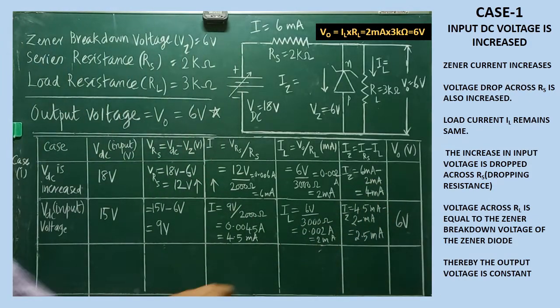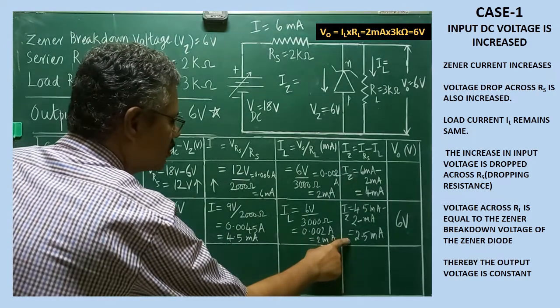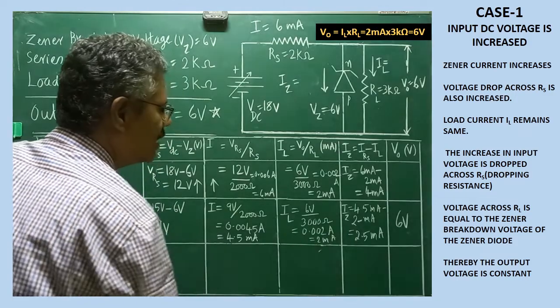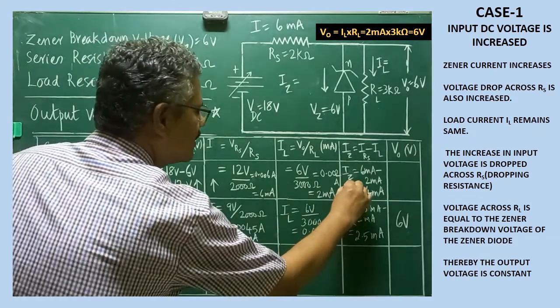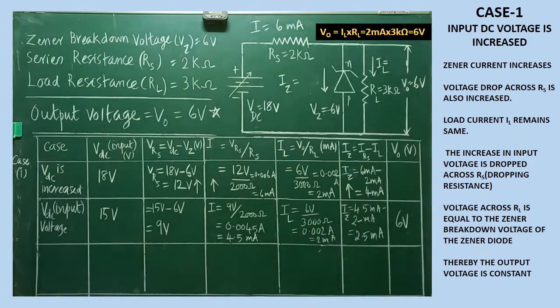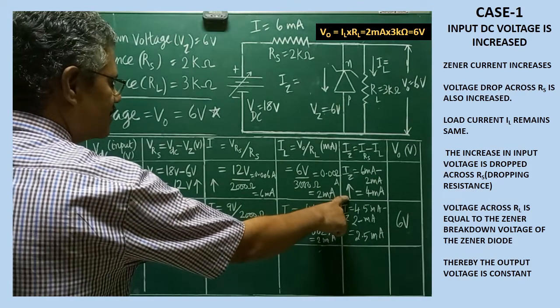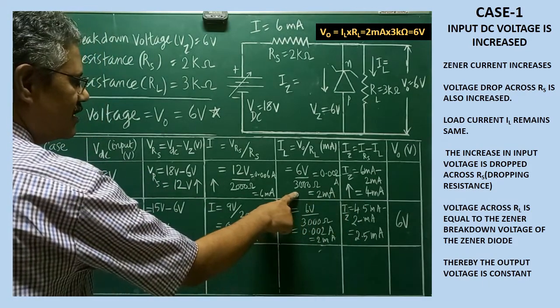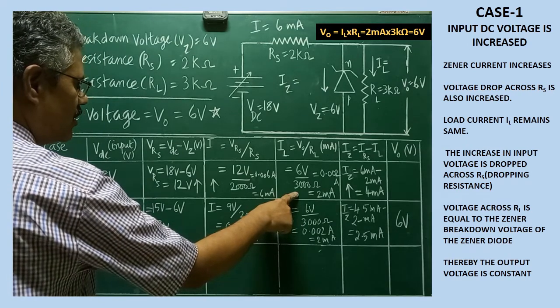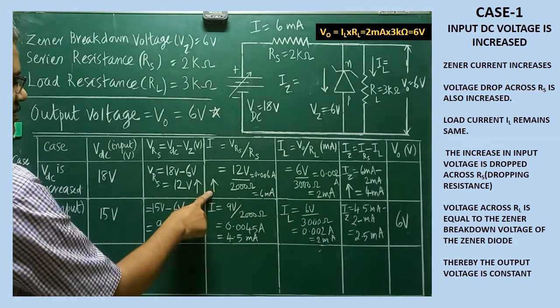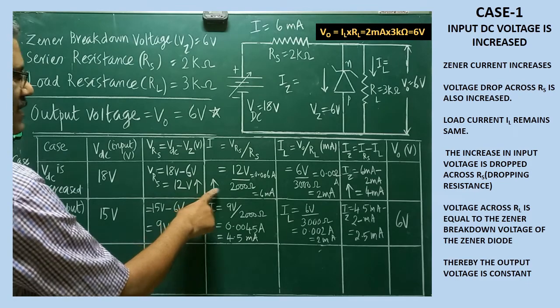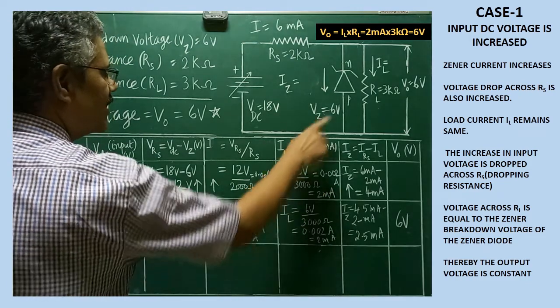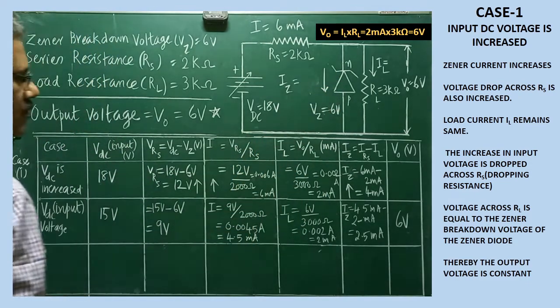Look at here, when compared to the previous case, when the input was given as 15 volt, the current passing through the Zener diode is 2.5 milliampere. Now the Zener current is increased. Are you clear? Zener current is increased. No change in the current which is passing through the load. Total current is increased. Are you clear? No change in the current which is passing through the load.